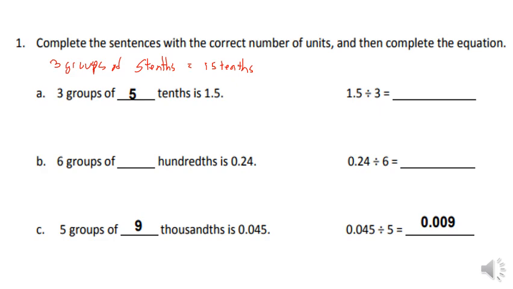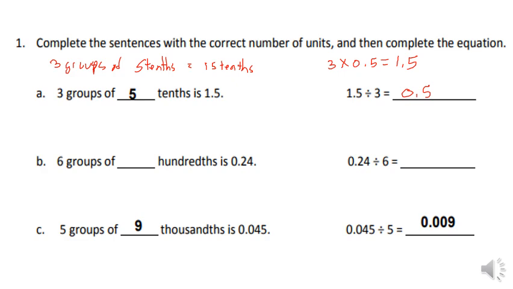So if we know that, if we know 3 times 5/10 equals 1 5/10, we know that 1 5/10 divided by 3 equals 5/10. So we can use our fact family. Let's go down to C.